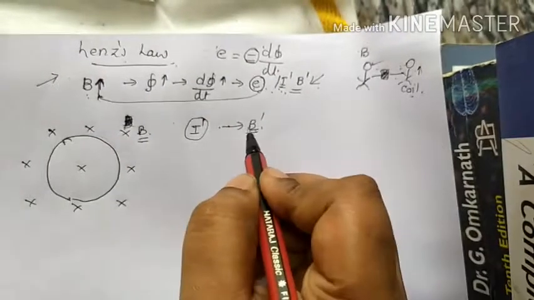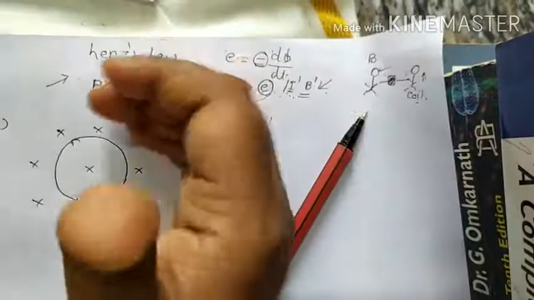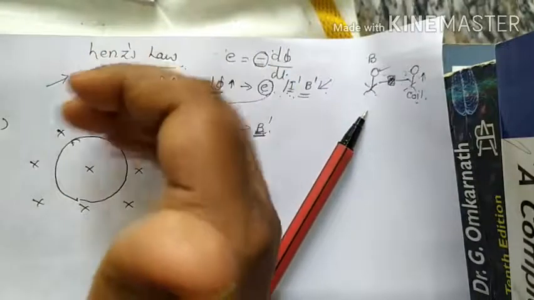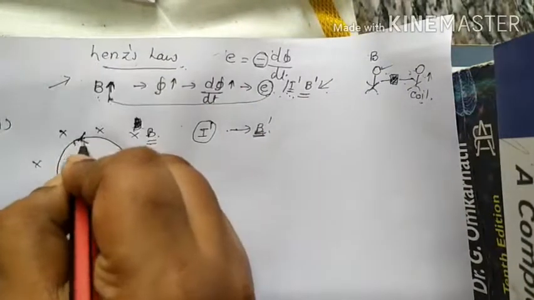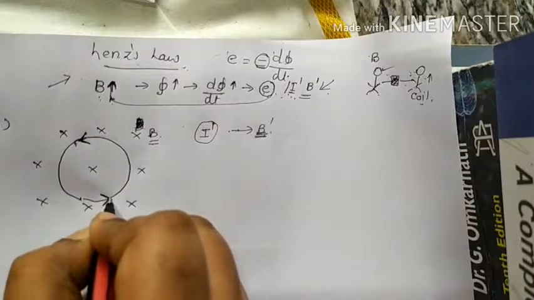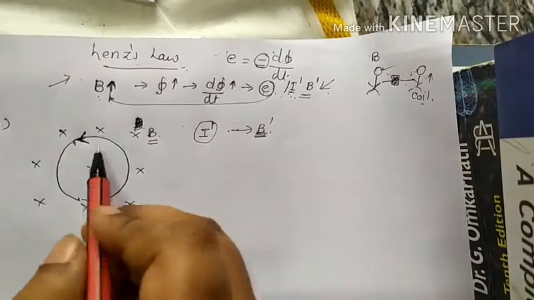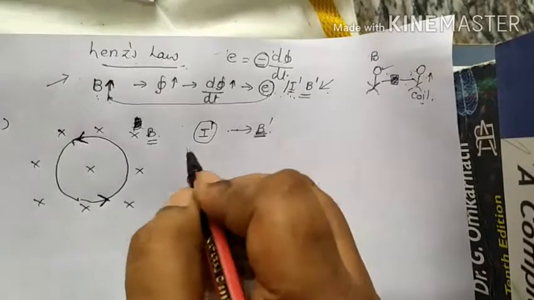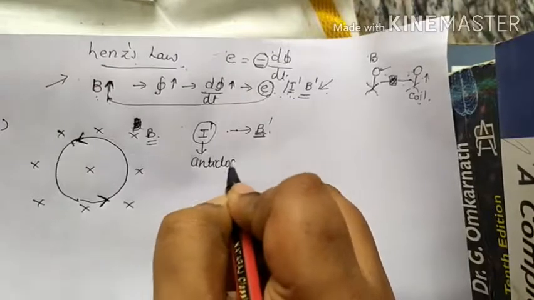So if B dash has to be outwards, that means this is the magnetic field which you want. That means in which direction should the current flow? In this direction. So I dash current's direction is like this. Clear? Right. So in which direction is it flowing? I dash current is in the anti-clockwise direction.